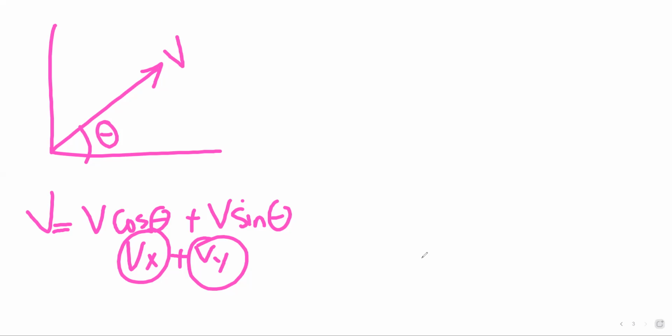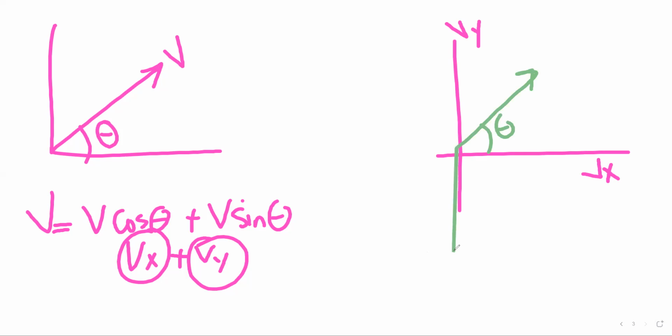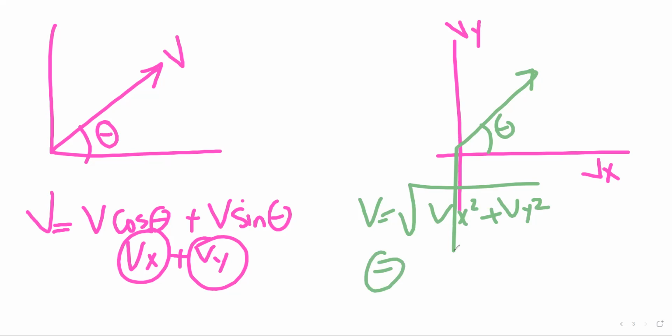And the second thing here, if I give you now the Vx and the Vy, it is the opposite. And I ask you now to find V and the angle. How? I will say V is the square root of Vx squared plus Vy squared. And to find the angle theta, you will say it is tan inverse of Vy over Vx.